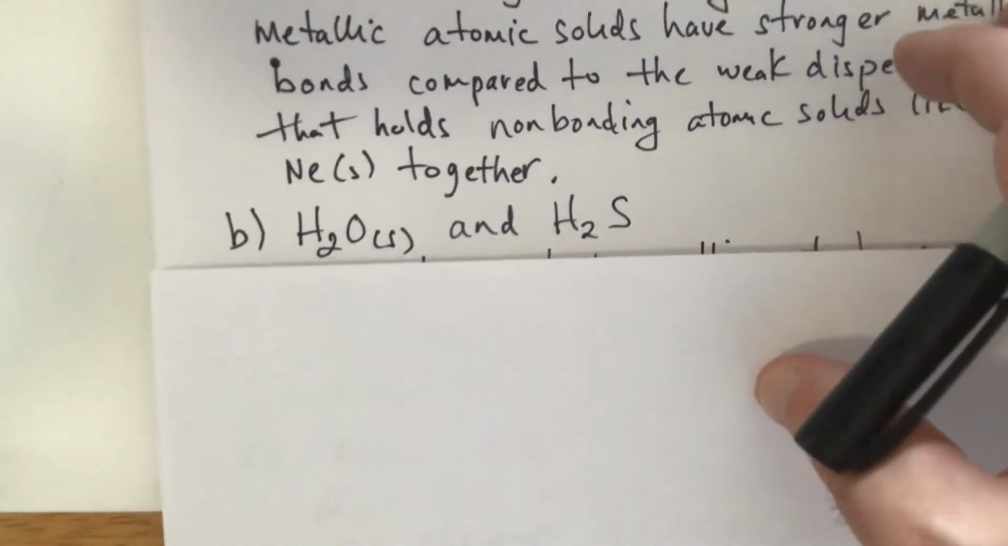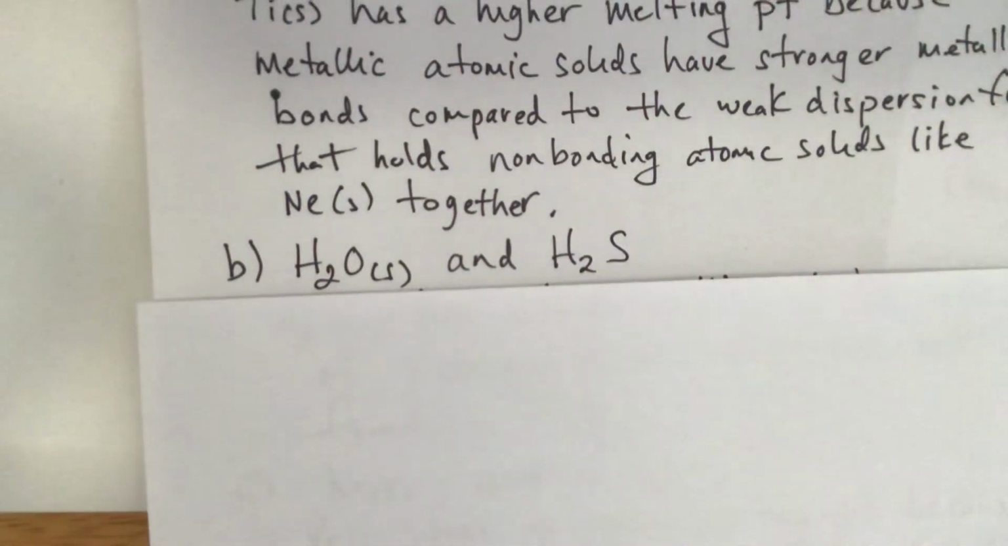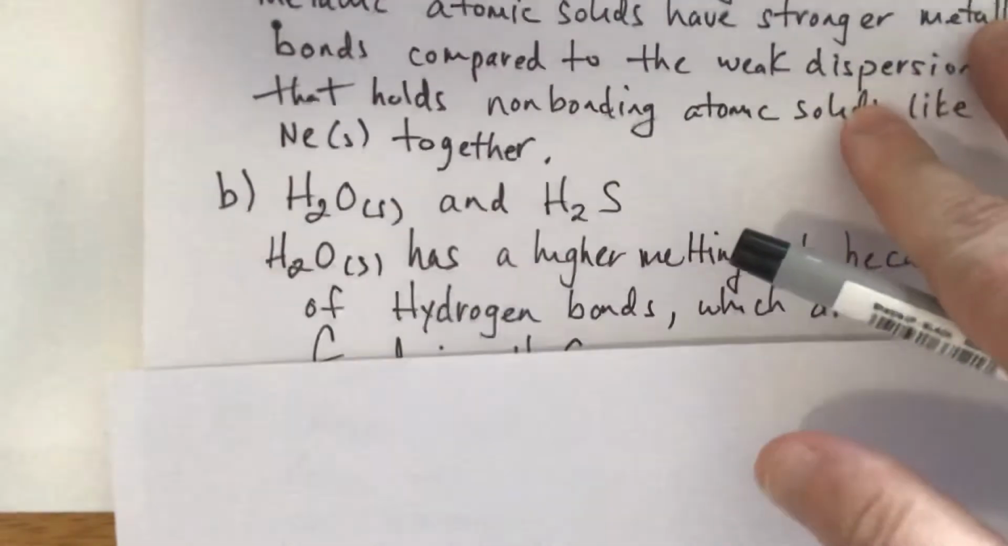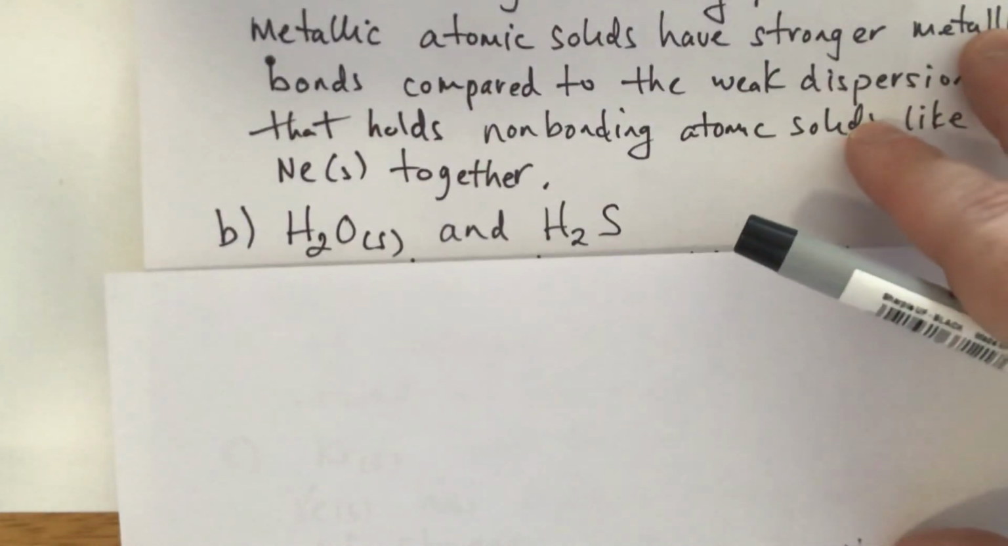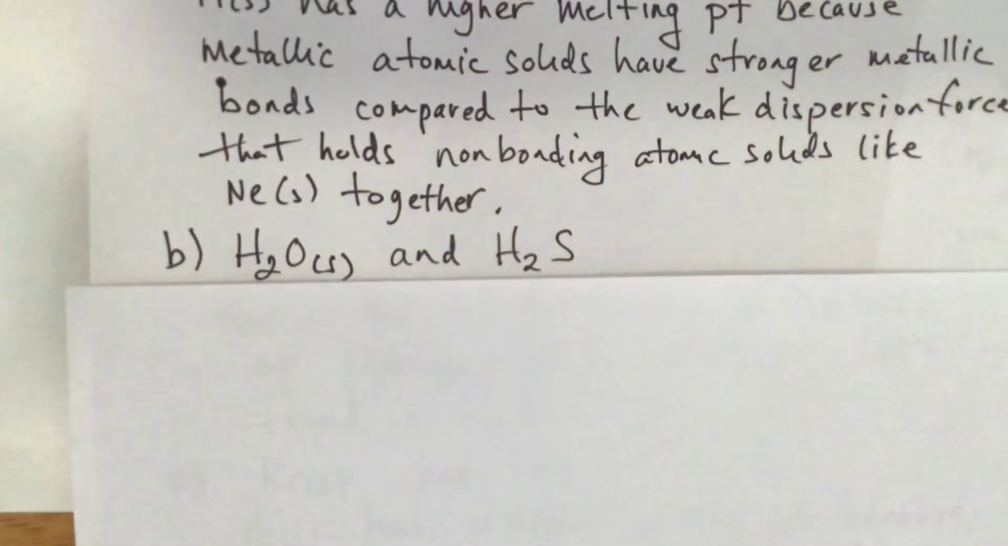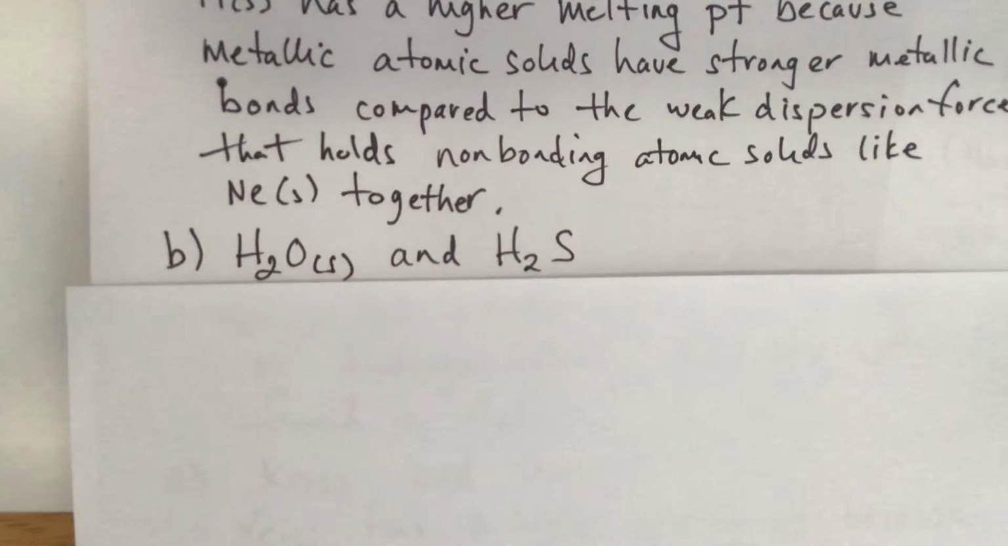Okay, the next one, B. Which one shows a higher melting point? Is it solid water, ice, or is it H2S, which I hope you could read? H2S, hydrogen sulfide. Hydrogen sulfide is its common name. Before I show you what the answer is, let's go through some of the thinking.